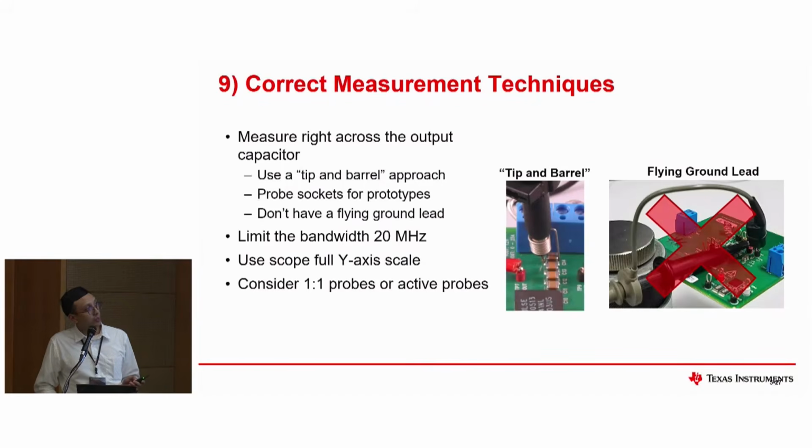And then, as mentioned, limit with the bandwidth of 20 megahertz. You could use the full Y scale axis to get a better resolution. And then you also have to consider, if you're measuring very small ripple, you can consider using a 1:1 probe or active probes in the measurement.